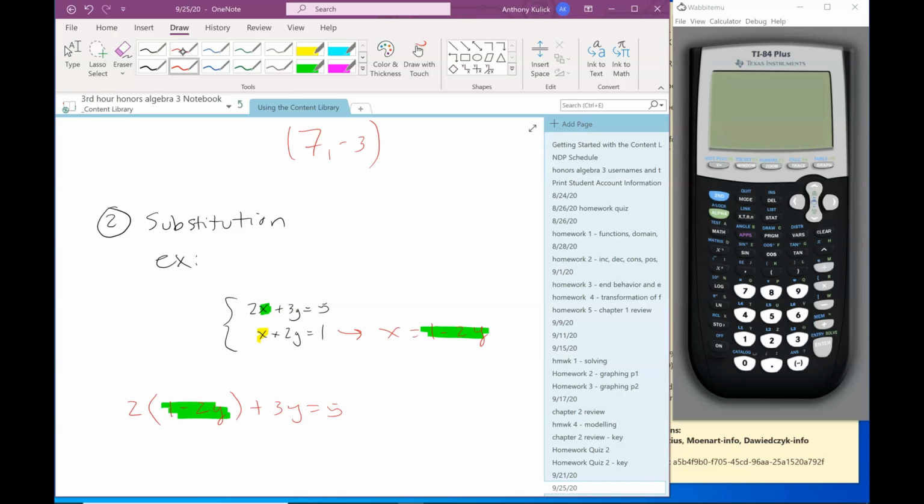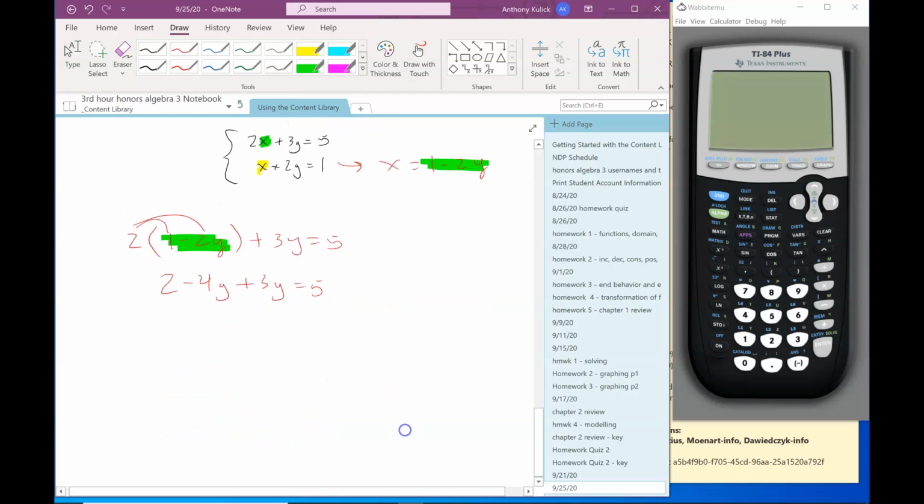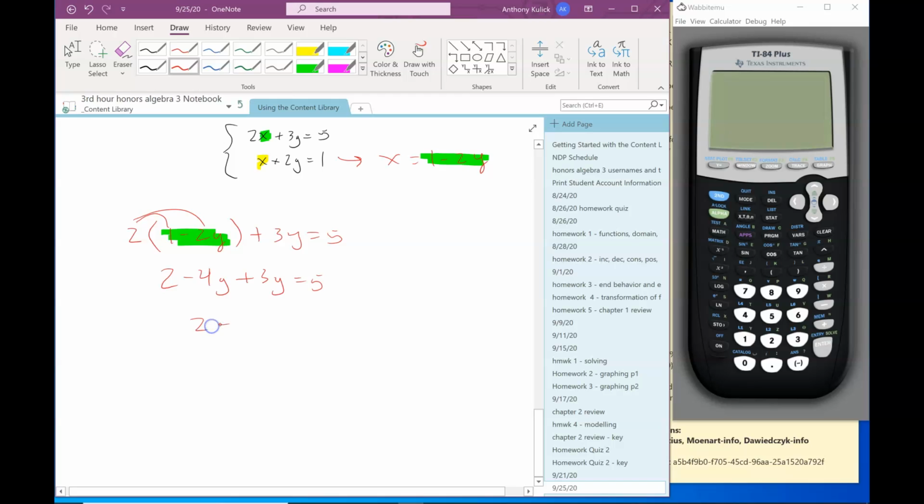Notice the equation that we have now includes only one kind of variable. We have only y's. This we can solve for directly. So I'll start by just distributing my 2 through. And then I'll combine like terms. Negative 4y plus 3y is negative 1y. And then I'll subtract 2 from both sides, and divide by negative 1 gives me negative 3 for y.